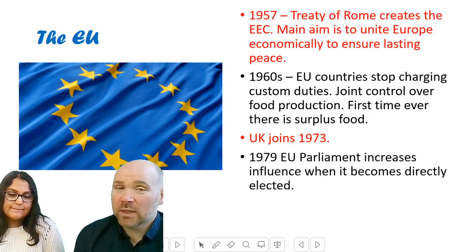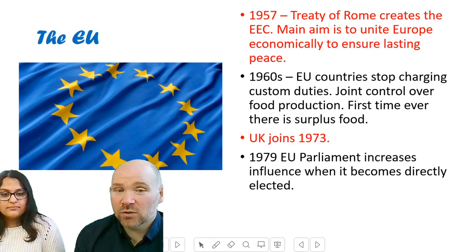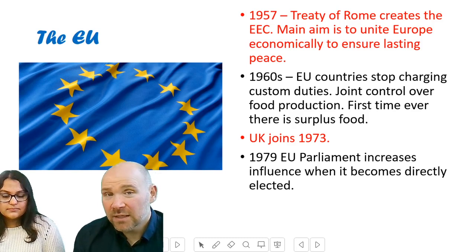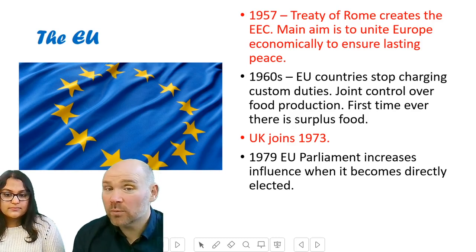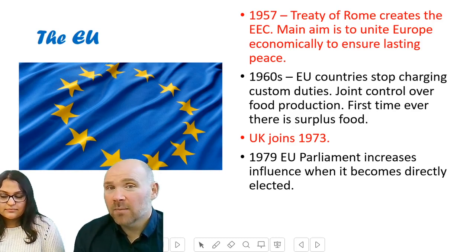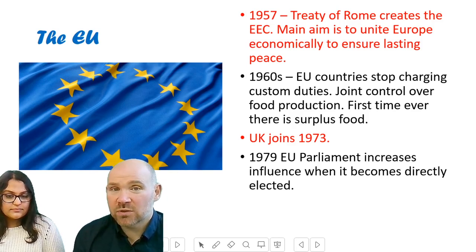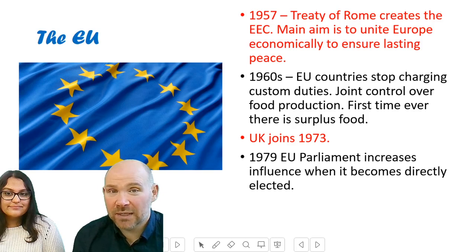Over time, the EU became a lot more powerful and had a lot more influence. One of the big things that changed its influence was when the EU Parliament became directly elected. The EU Parliament had existed for quite a number of years by 1979, but it was appointed by the government. In 1979, those members became directly elected, which is why we now have EU elections.